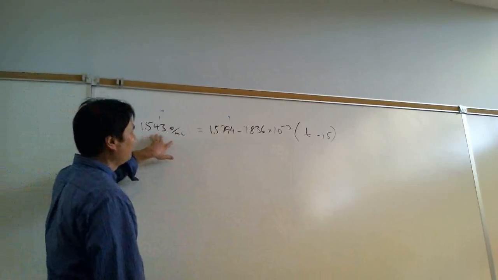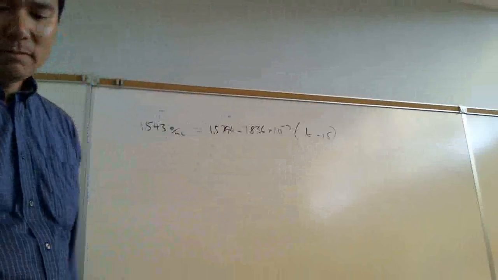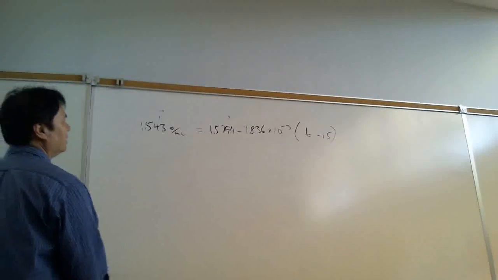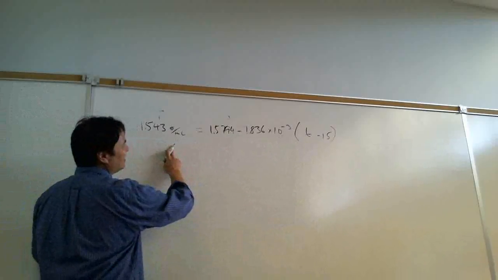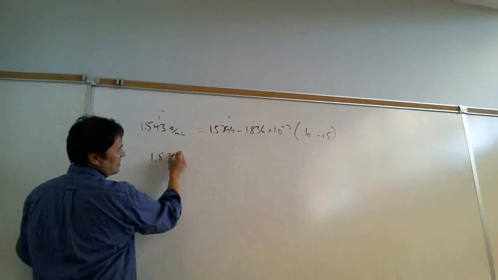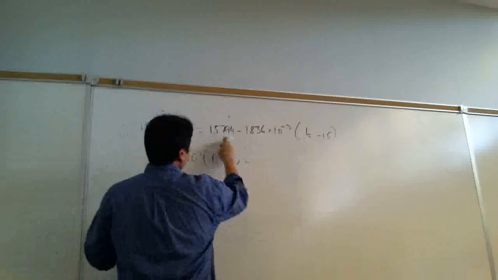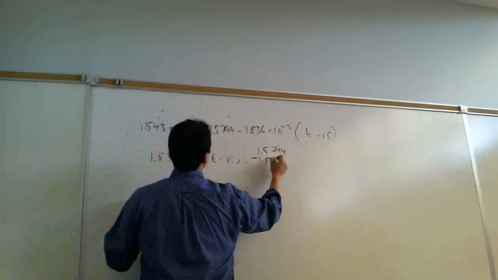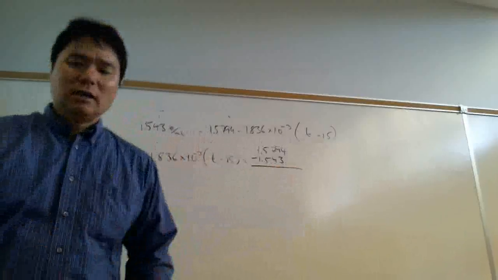So we have 1.543 and solve for the temperature. The first thing is we have to add or subtract, right? What do you want to do? Let's add this to both sides. Can we do that? And subtract this from both sides. So I got 1.836 times 10 to the minus 3, T minus 15. I'm going to subtract this from both sides. I got 1.5794 minus 1.543.